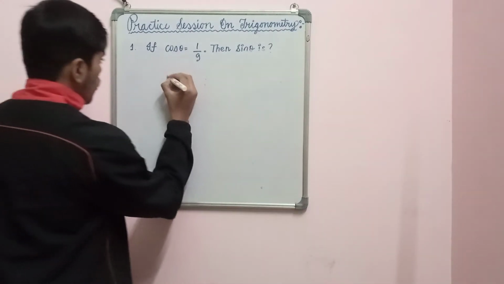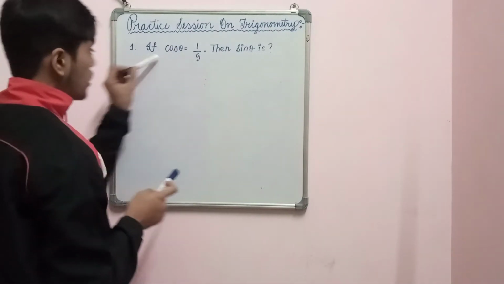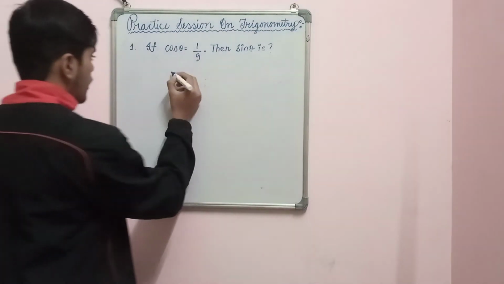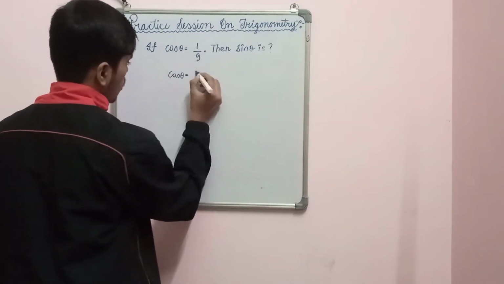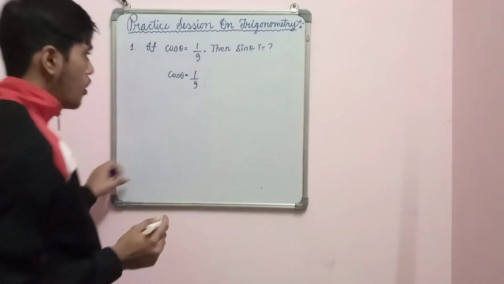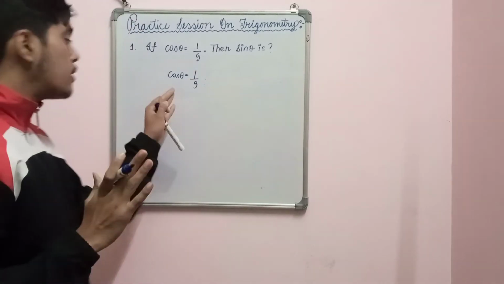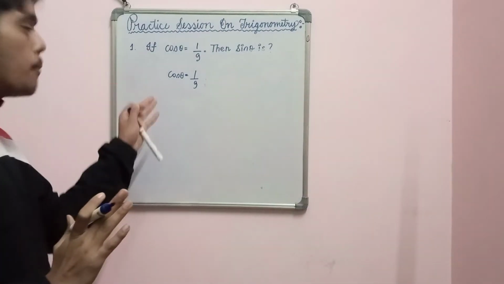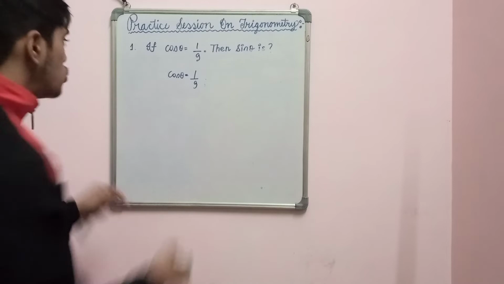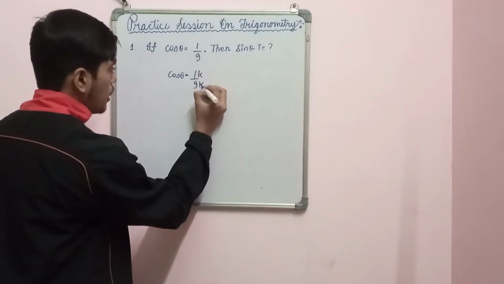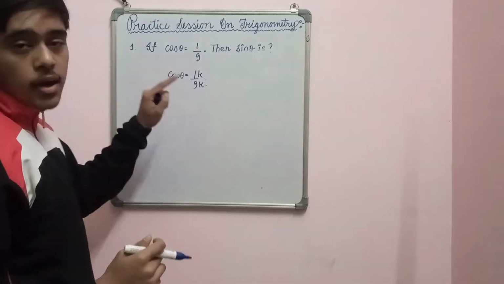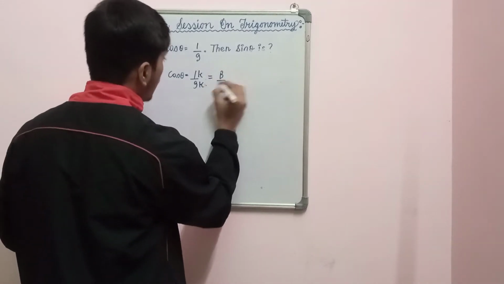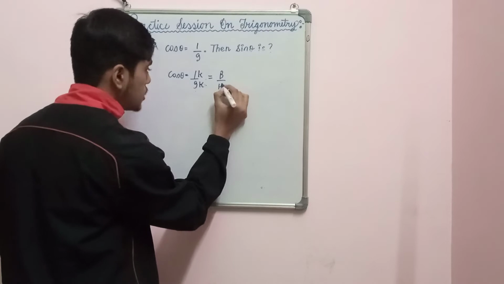This is a trigonometric ratio. This is not a number, this is a ratio. So cos theta is 1 upon 9. If you want to make it a number, you have to multiply it by a constant. So I am multiplying k in the numerator and in the denominator. Now the value of base becomes 1k and the value of hypotenuse becomes 9k.